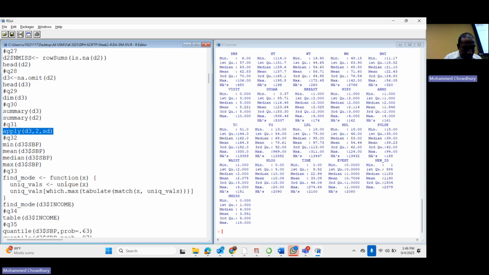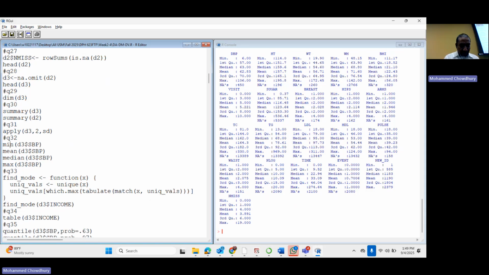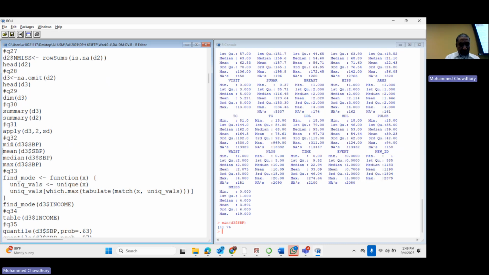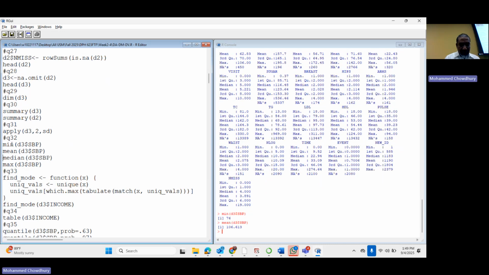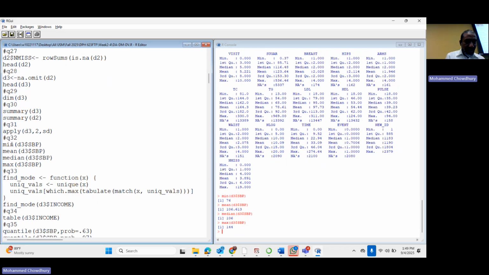Okay, after doing this, how to find the minimum of the systolic blood pressure, how to find the mean of the systolic blood pressure, how to find the median of the systolic blood pressure, and how to find the maximum of the systolic blood pressure. Okay.